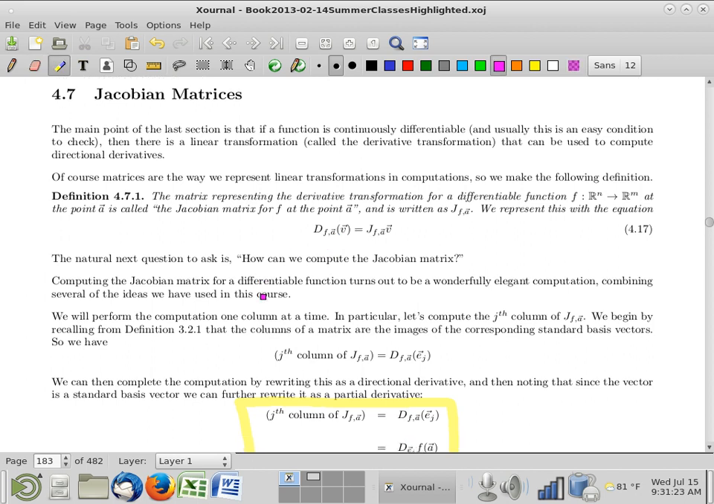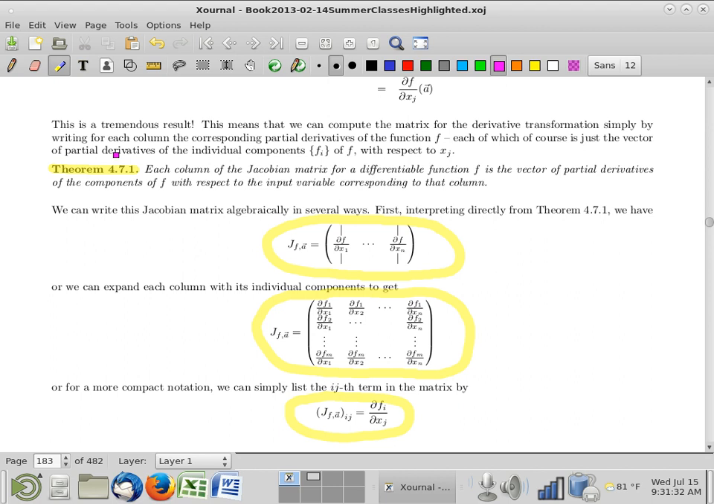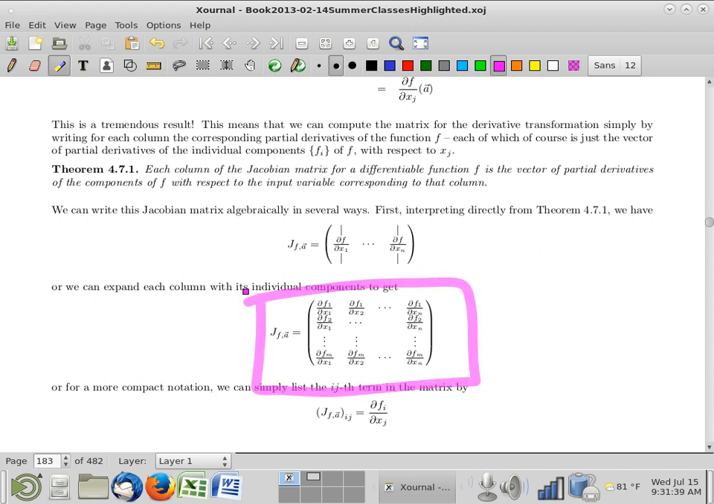So we went through a wonderful calculation last time that uses a lot of different facts that we've talked about in this course. That shows a really nice punchline, which is that the Jacobian matrix is simply made up of partial derivatives. So the most sophisticated and powerful way that we have to think about derivatives of multivariable functions can be computed with the world's simplest and easiest to compute ways to think about derivatives, namely partial derivatives.